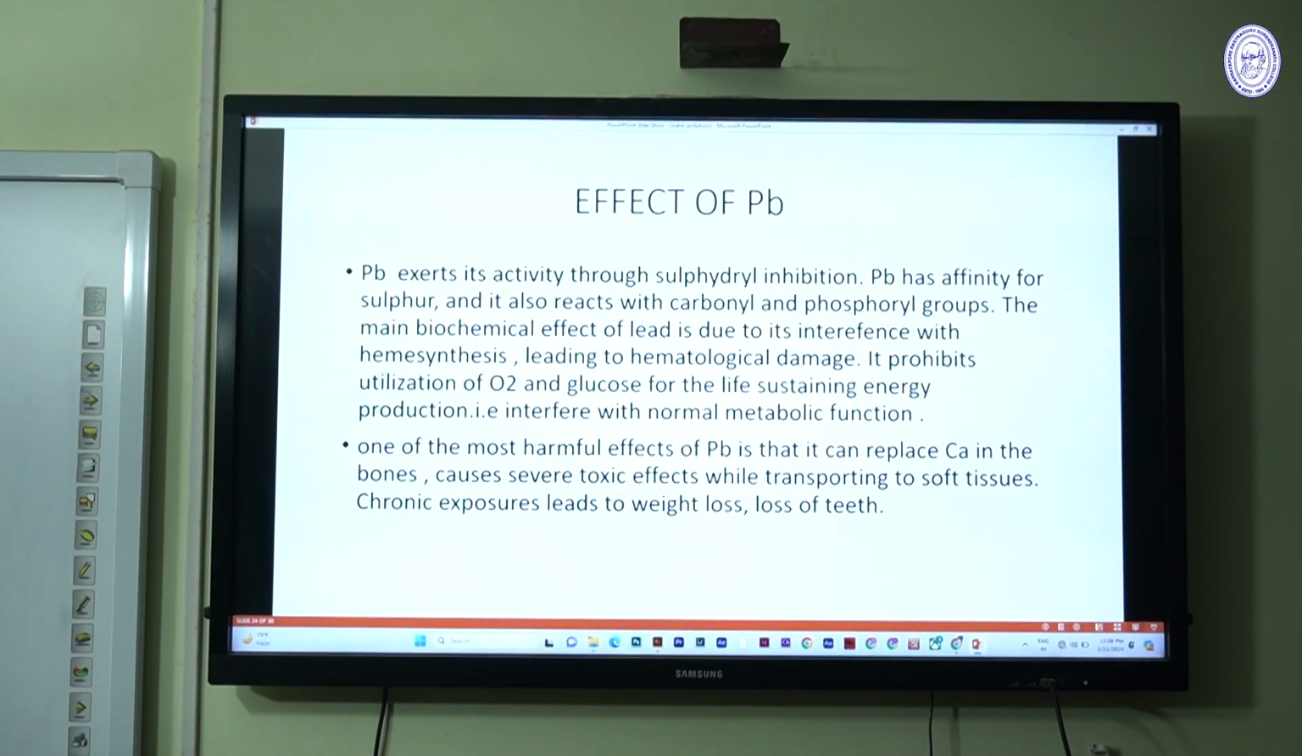One of the most harmful effects of Pb is that it can replace calcium in the bones, causing severe toxic effects while being transported to soft tissues. Chronic exposure to lead leads to weight loss and loss of teeth.